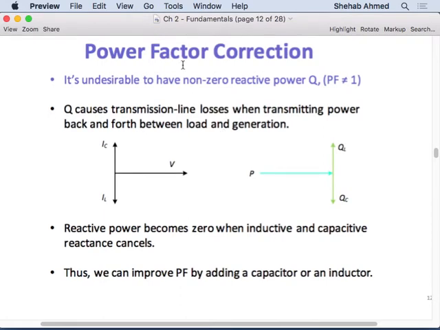Again, we said it's always desirable to have non-zero reactive power, which means we would like to have unity power factor as much as possible. Not possible realistically because we have inductors in the system.